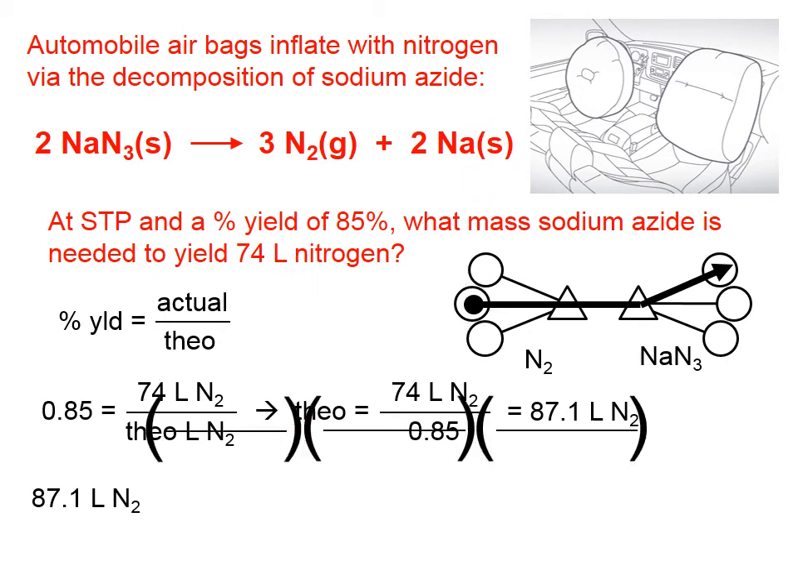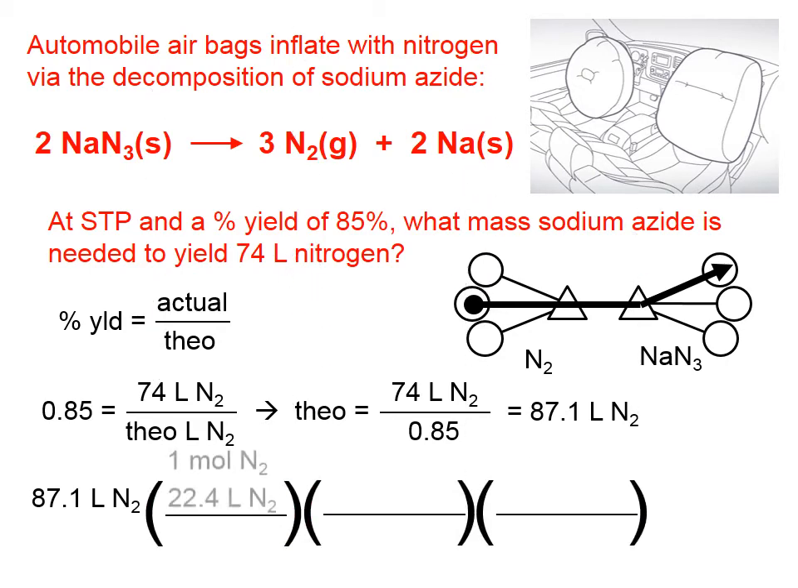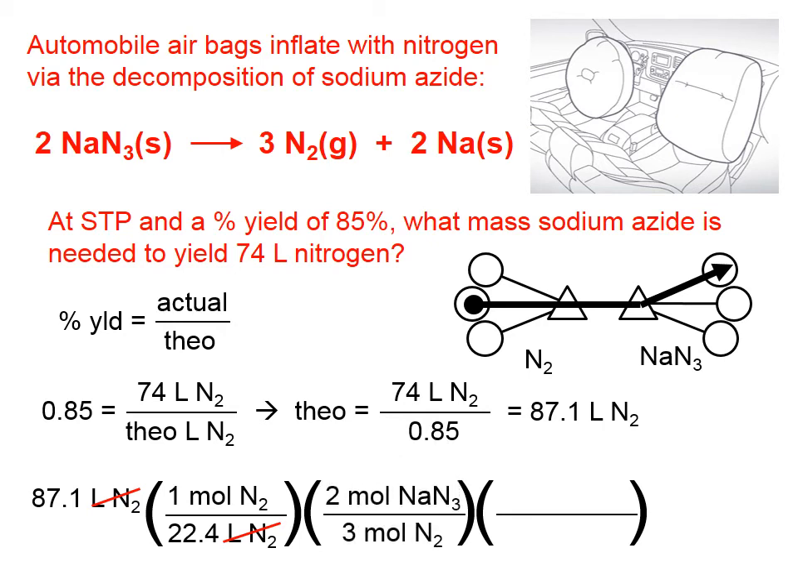87.1 liters of nitrogen, 3 converts. The first one converts liters of nitrogen at STP into moles of nitrogen. The units cancel, like that. Now we're going to cross the middle bridge using the coefficients in the balanced equation. And those coefficients are 2 moles of sodium azide for every 3 moles of nitrogen. Notice how the moles of nitrogen cancel.